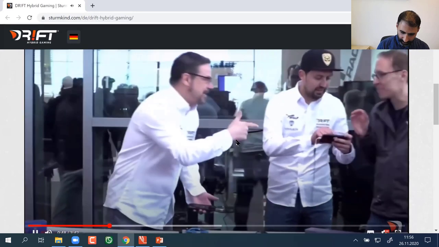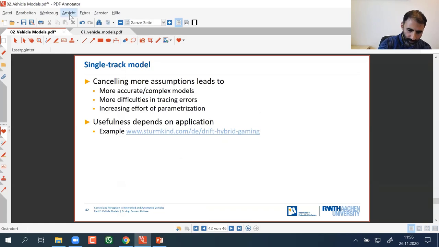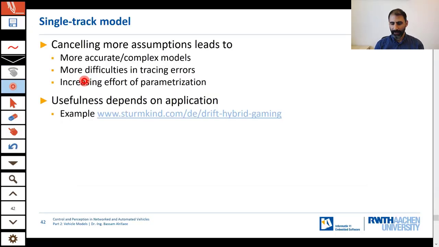So we have two of these vehicles at our chair. At the moment, we can use just one because, due to the pandemic, it is allowed to have just one person per room. So if you would like to play with it, maybe next year it would be possible to visit our chair, and you can also ask us to play a little bit with these drifting vehicles.